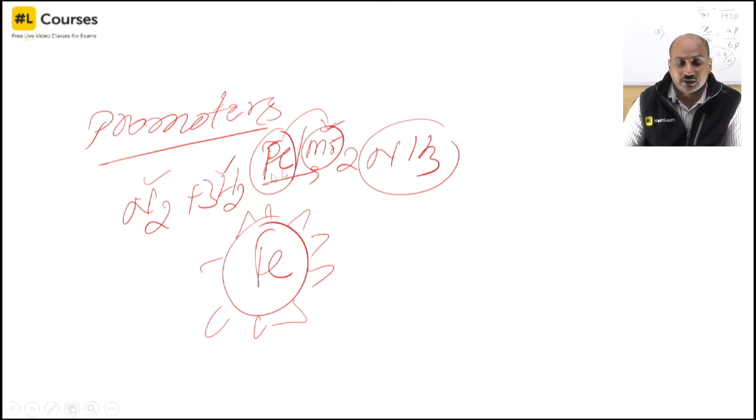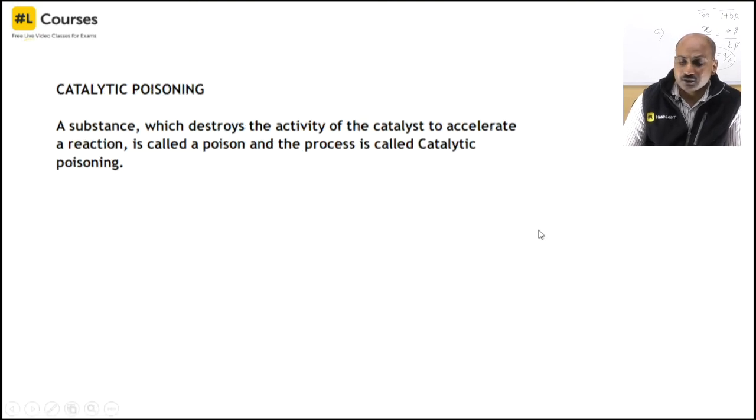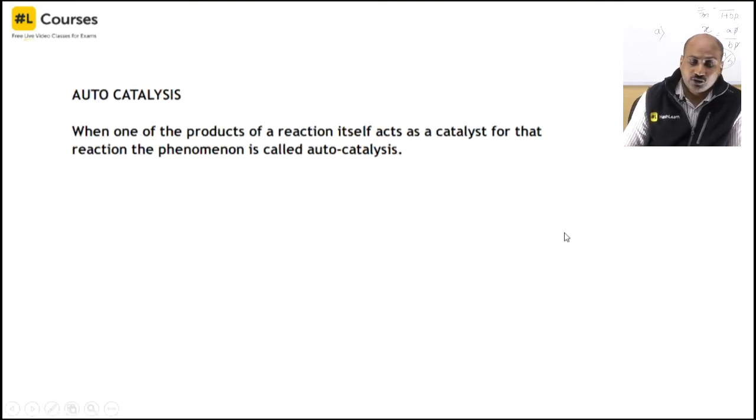Next, another type of catalysis which we talk about is auto-catalysis. When we talk about auto-catalysis, the name itself indicates that one of the products of the reaction itself acts as a catalyst for that reaction to happen. Such kind of catalysis is called auto-catalysis. Auto-catalysis is a process in which the product which is going to be formed itself acts as the catalyst. Hence, those reactions are called auto-catalysis.